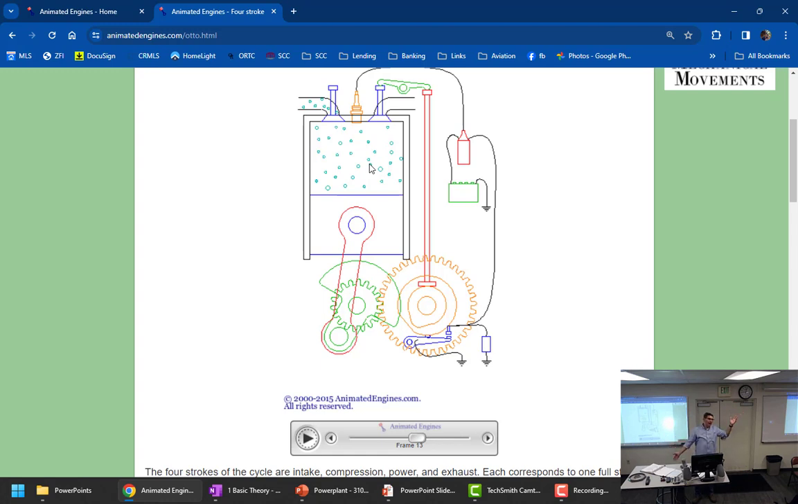Well, that's a bad, bad thing, because the whole goal of this was to get as much air and fuel into this space as we could. And if the whole goal was to get as much air and fuel into this space, and the pressure out here in the atmosphere is more than in here, we failed.